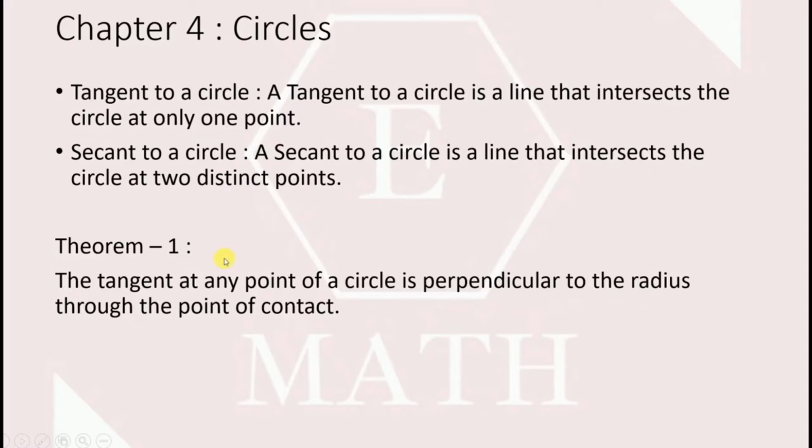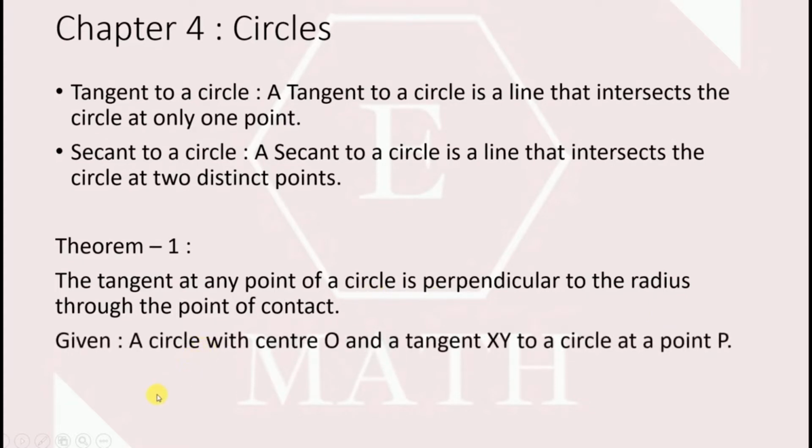So theorem 1 says the tangent at any point of a circle is perpendicular to the radius through the point of contact. What is given in the theorem is a circle with center O and a tangent XY to the circle at a point P, right? And we need to prove that OP is perpendicular to XY.